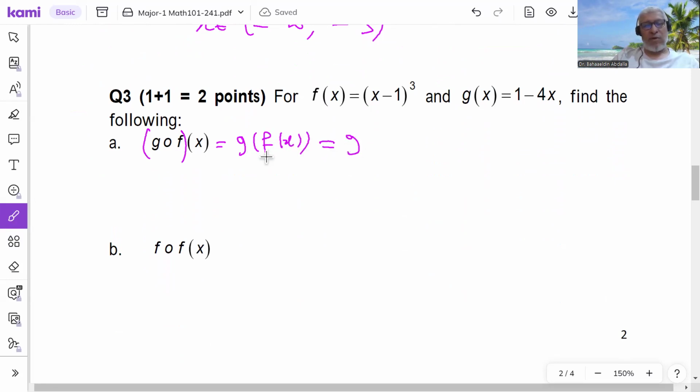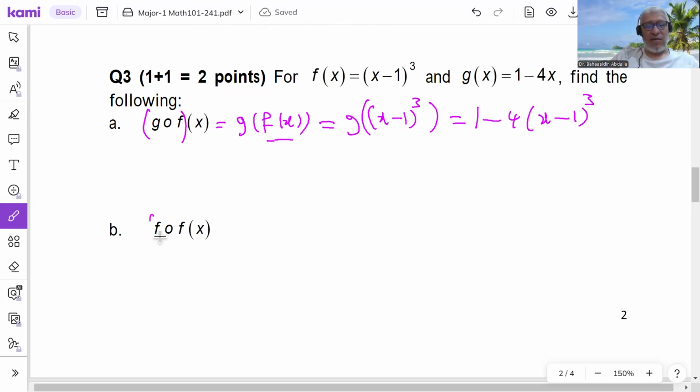And first, I put the definition of f of x. F of x is (x minus 1) to the power 3. So I need g of this. Well, g of x is 1 minus 4x. If I have (x minus 1) to the power 3 replaced by x, so I replace x here by (x minus 1) to the power 3.